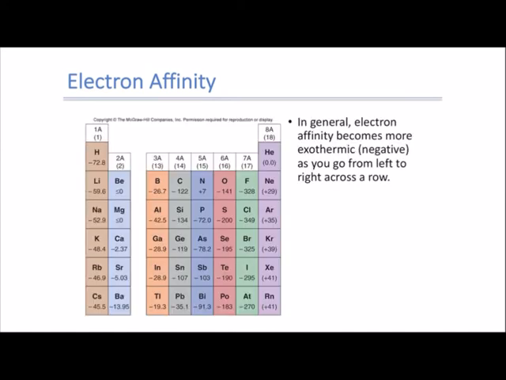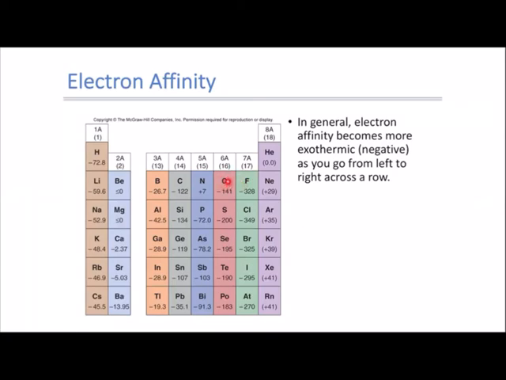In general, our electron affinity becomes more negative, more exothermic, as you go from left to right across the periodic table. So as we go from lithium across to fluorine, you can see our number becomes more negative. Fluorine really wants that electron. That's why it has such a negative electron affinity.